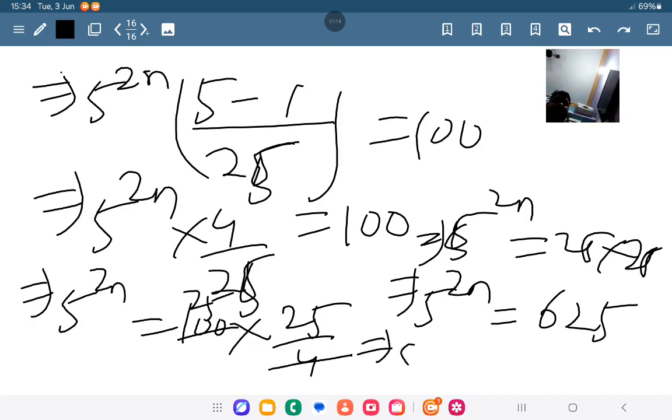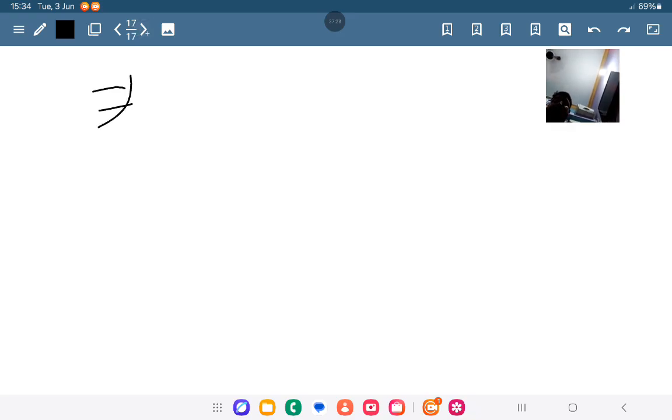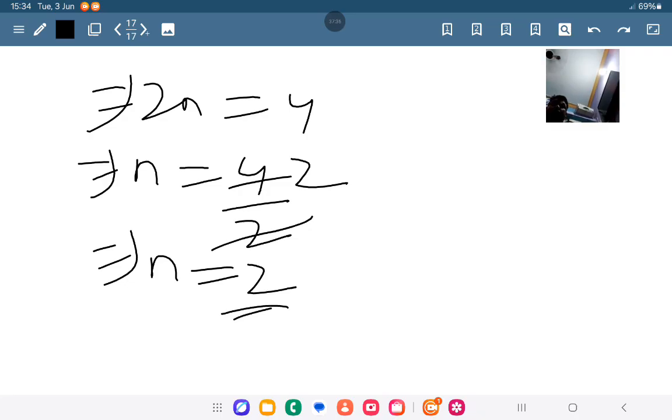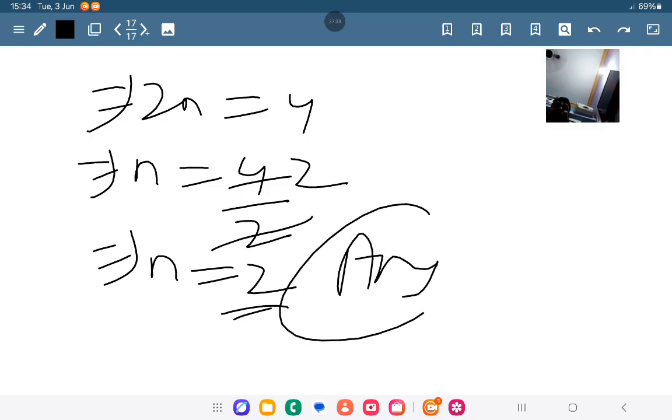That implies 5 to the power 2n. 625 is 5 to the power 4, since 5 times 5 times 5 times 5. So the bases are equal. Now 2n is equal to 4, so n is equal to 4 by 2, that is 2. So n is equal to 2. So the answer is n is equal to 2.